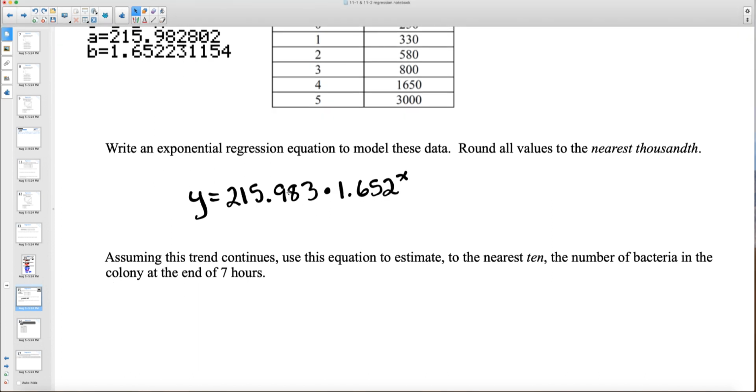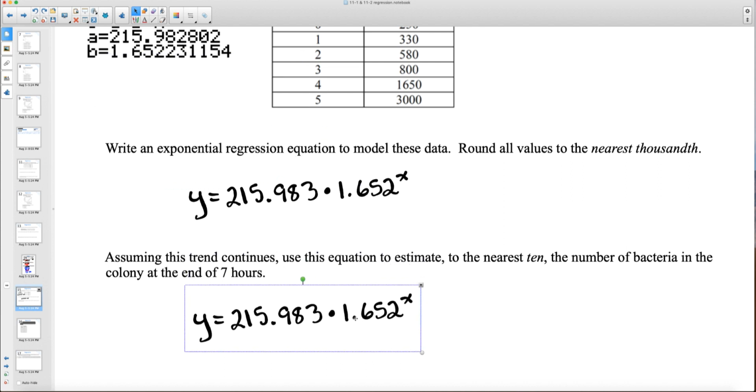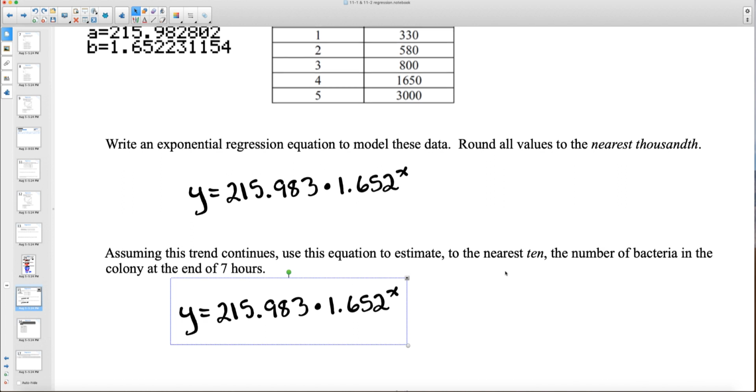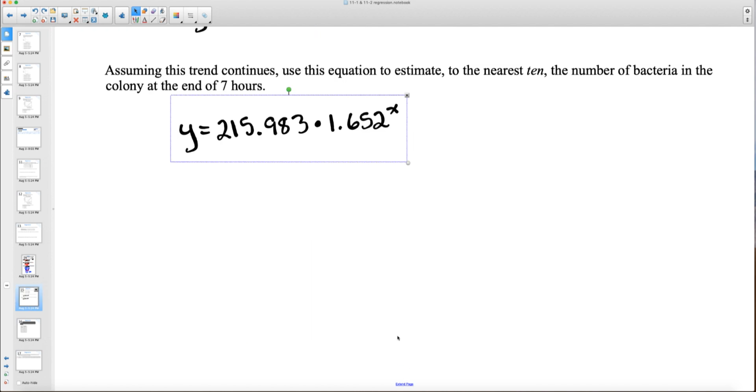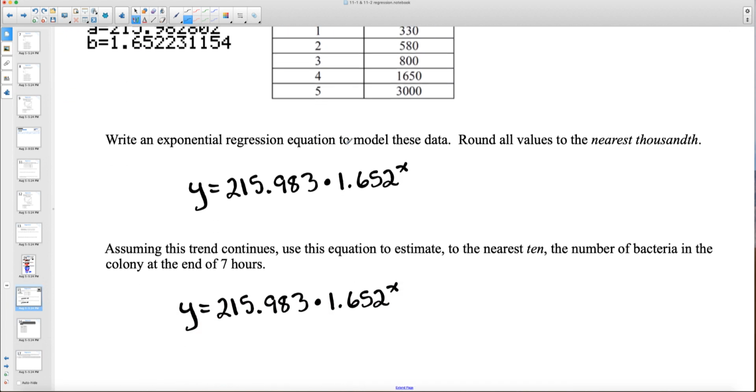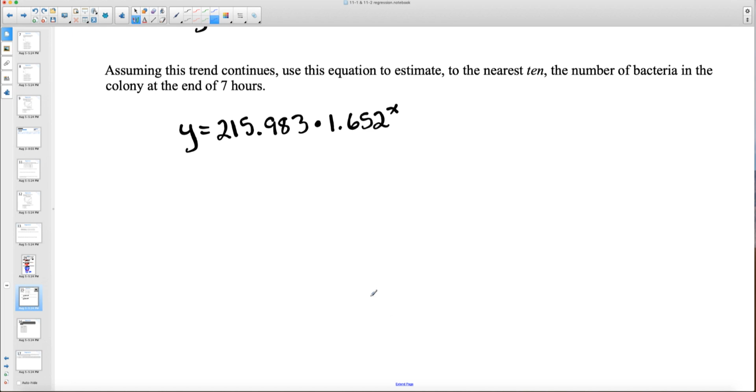Okay. So now using this equation, if this trend were to continue, estimate to the nearest 10 the number of bacteria in the colony after 7 hours. So a straightforward one, we're just going to put 7 in for x, because x stands for time. Okay. 215.983 times 1.652 to the 7th.